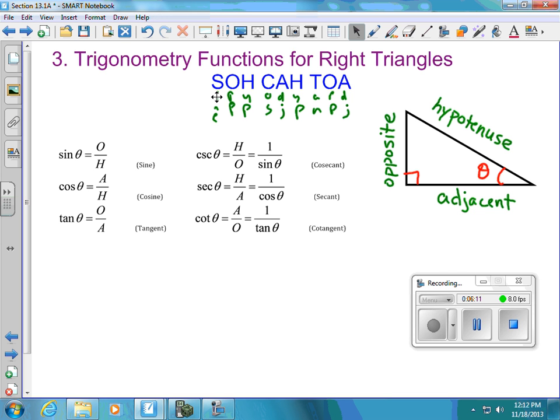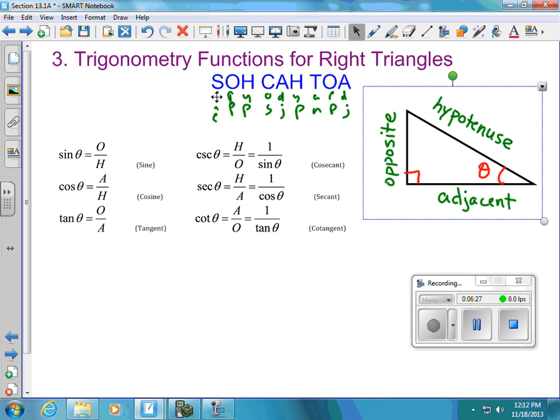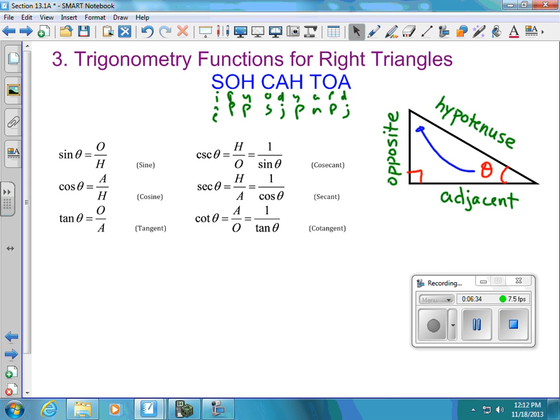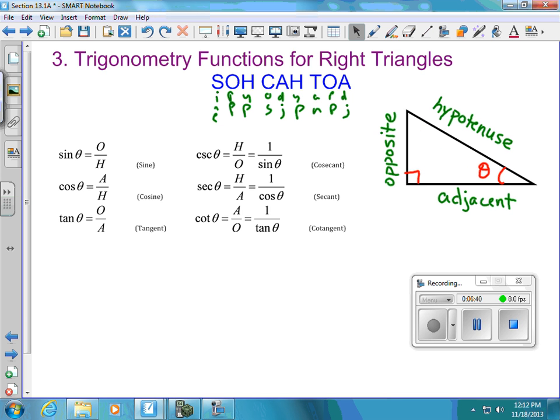Now, the opposite and adjacent sides will change depending upon which corner you're standing on. We're not usually going to stand in the right angle corner. It's going to be the two non-right angles that we use. So if we move theta up to this corner, then our opposite and adjacent sides would have to switch places. We won't do that right now, but keep that in mind. Hypotenuse is the only one that stays in the same spot every single time. Opposite and adjacent depend on where your angle is.